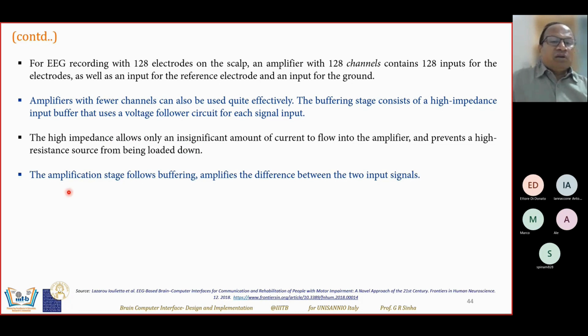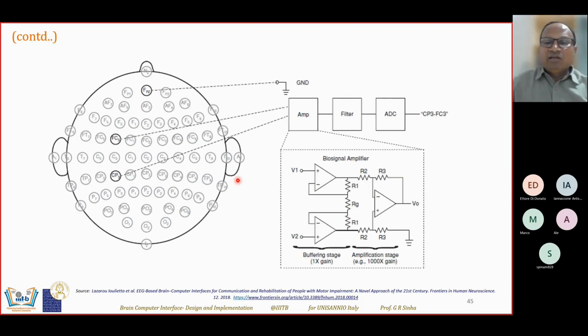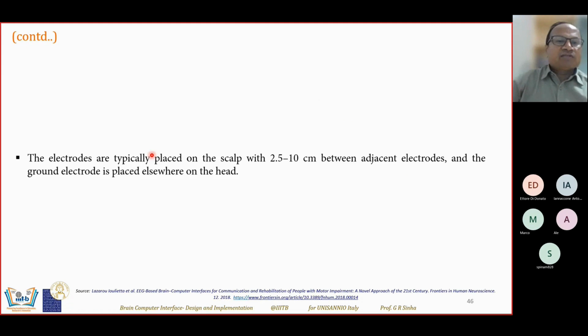The amplification stage follows buffering. When we talk about amplification, it includes buffering and amplification of the difference between the two. We have seen the circuit diagram. Yes, the same has come again. Look at here. When we say amplification stage, it includes the buffering stage and then the amplification stage. And this diagram was already included in the previous slide.